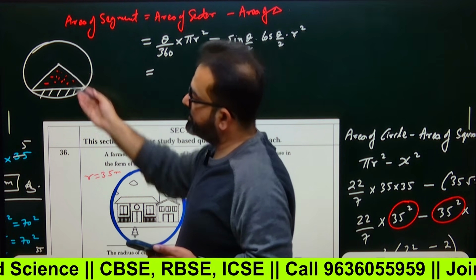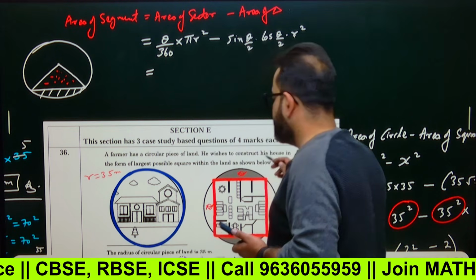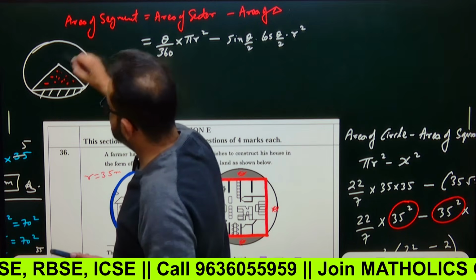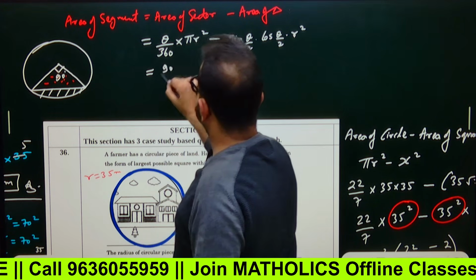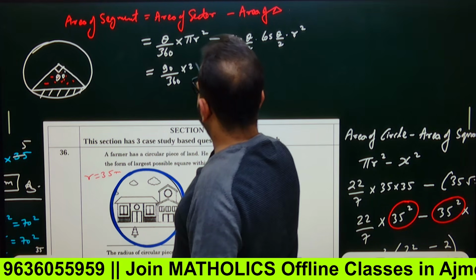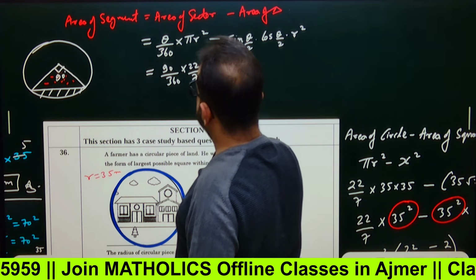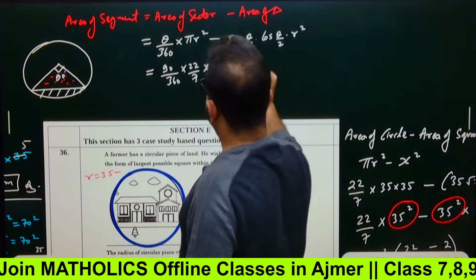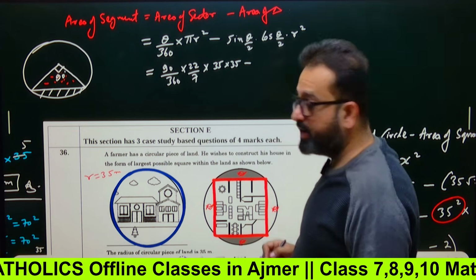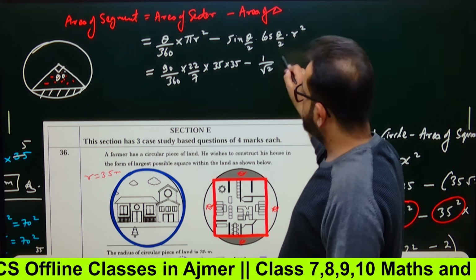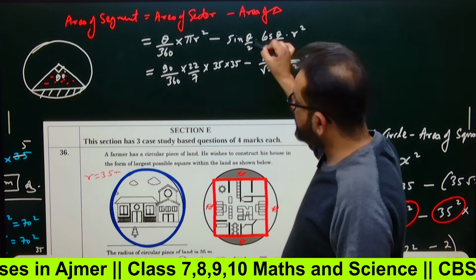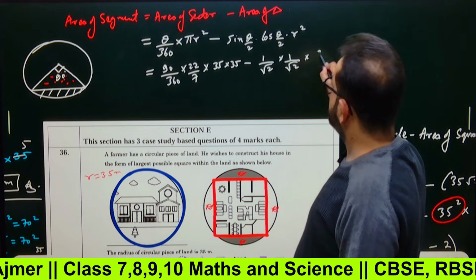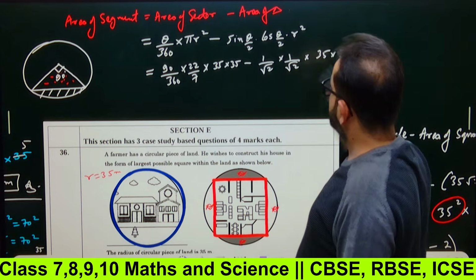Theta is obviously, if this is a circle and this is a square, this angle will be 90 degrees. So put 90 by 360 into 22 by 7 into r square, which is 35 into 35, minus sin theta by 2, which would mean sin 45. Sin 45 is 1 by root 2. Again cos 45 is 1 by root 2. This theta by 2 is only for the angle. Radius square means the same 35 into 35, right?